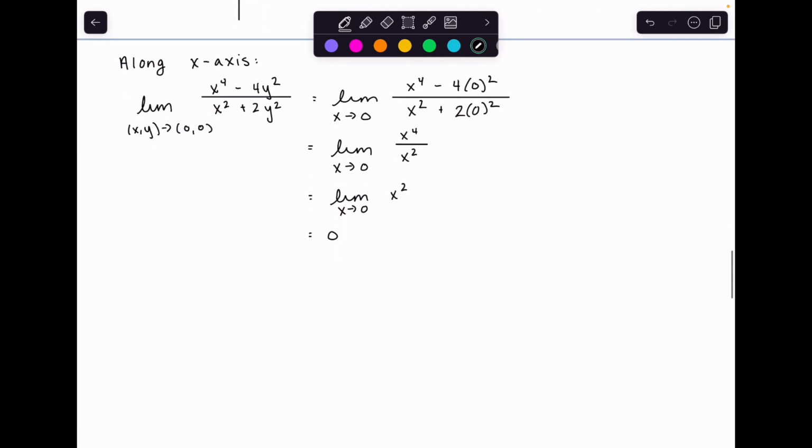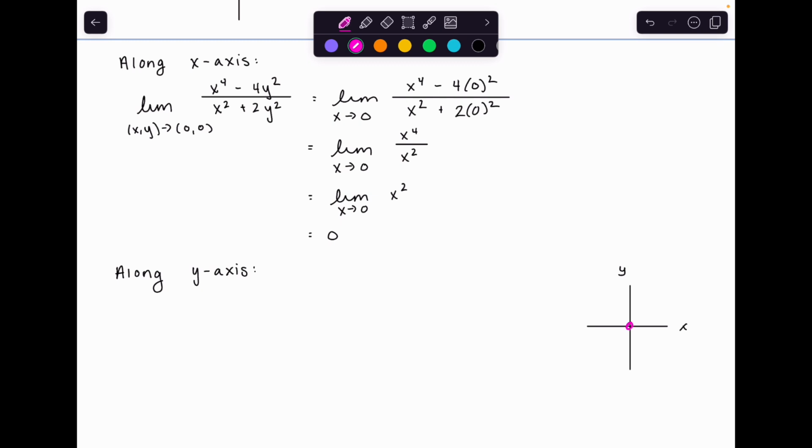Now I'm hoping if I pick a different path, I get something other than 0. So let's try along the y-axis. Okay. I'll draw a little picture over here so we can see what's going on.